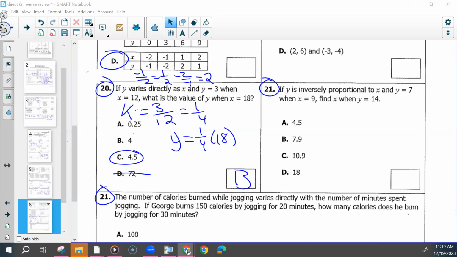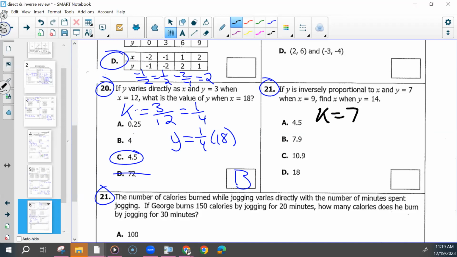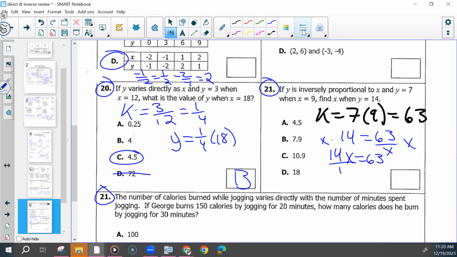So for this 21, the first one, similar to 20, but now it's inversely. So if y is inversely proportional to x, y equals 7 when x equals 9, find x when y equals 14. We're gonna find k by doing what? Multiplying 7 and 9. This is what? 63. And then if we're trying to find x when y equals 14, set up your inverse equation. 14 equals 63 over x. How do we find x? Multiply both sides by x. Divide both sides by 14. What is it?